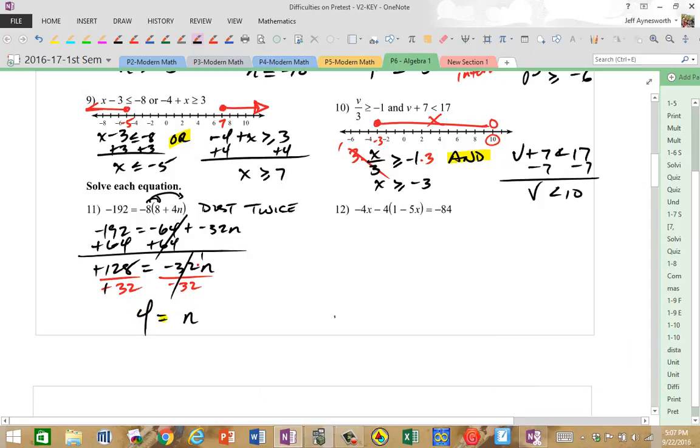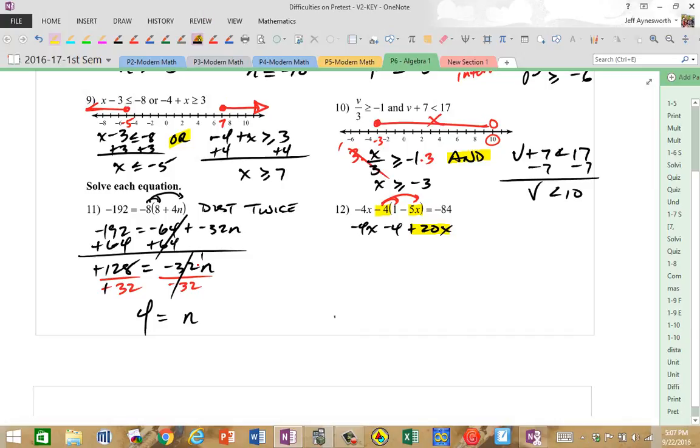Now, this next one here, you've got to be careful. You've got to distribute twice, and you've got to distribute not 4, but negative 4. So be careful there. So we have negative 4x minus 4 times 1 is 4. And then here, a negative 4 times a negative 5x is a positive 20x. You better check your work here. Distribute twice and check that second term, because that's where the mistakes are always made. Okay, so be careful there. Equals negative 84.